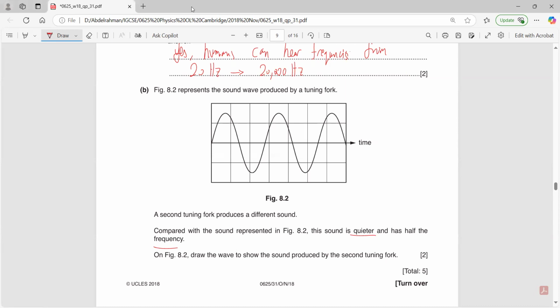Quieter means that it has a smaller amplitude. Half the frequency means that it has a frequency which is much less. How can I draw half the frequency? It would be something like this. So this has a smaller amplitude and a longer wavelength, meaning that its frequency has decreased.